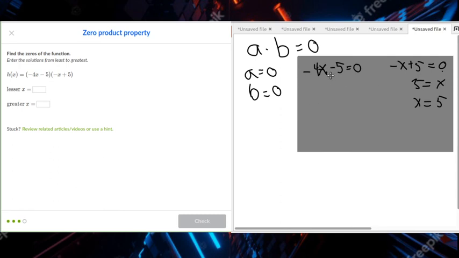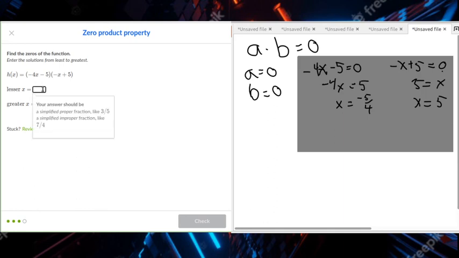I'm going to add 5 to both sides, so I got negative 4x equals 5, and now I'm going to divide both sides by negative 4. So x is equal to negative 5/4. But the lesser one, the negative one, is the lesser one.